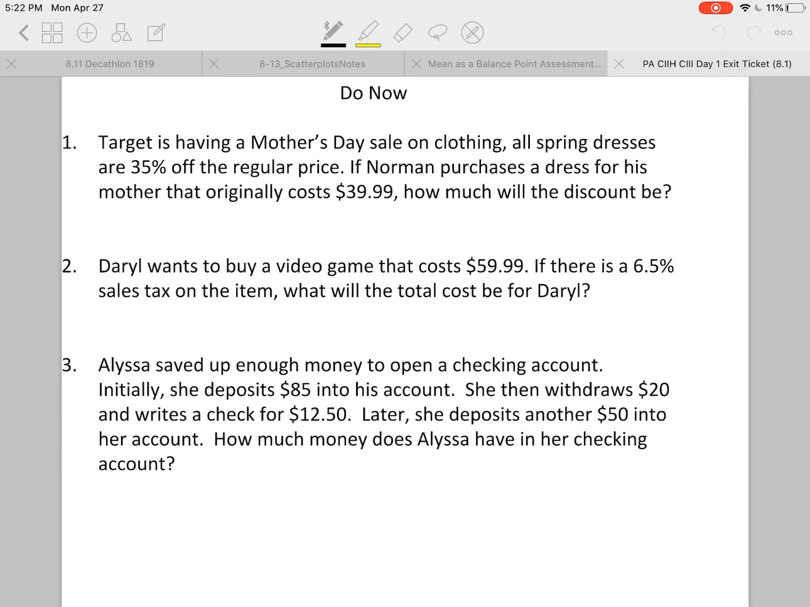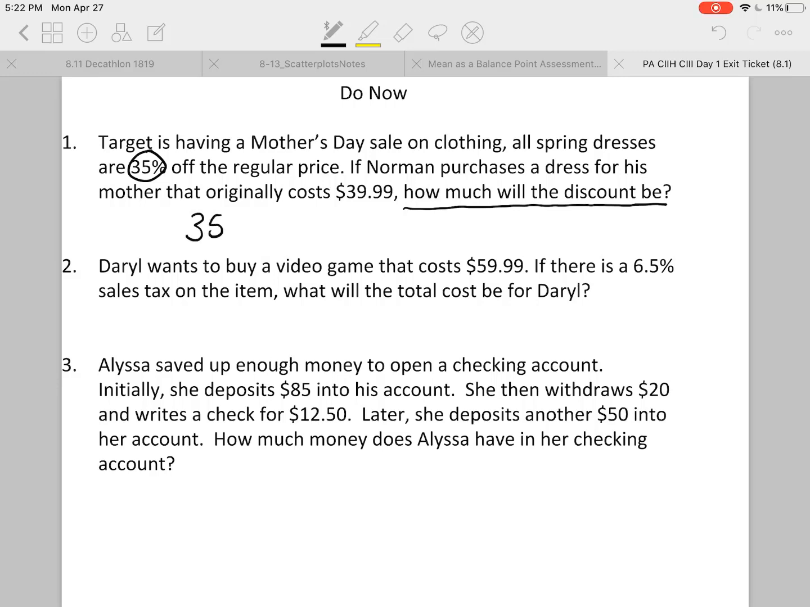Now for the problems involving consumer applications. Target is having a Mother's Day sale on clothing. All spring dresses are 35% off the regular price. If Norman purchases a dress for his mother that originally cost $39.99, how much will the discount be? So in this problem, we aren't finding the resulting sales price. We just want to know the amount of discount.